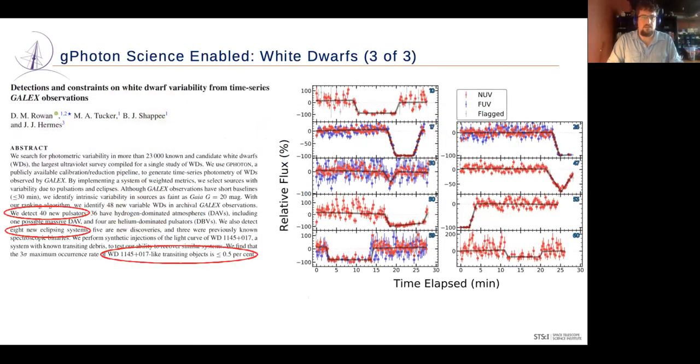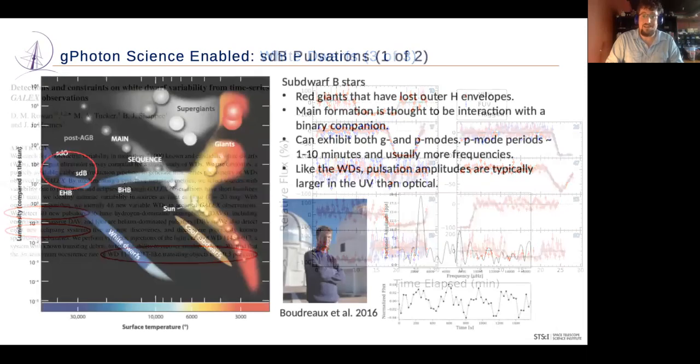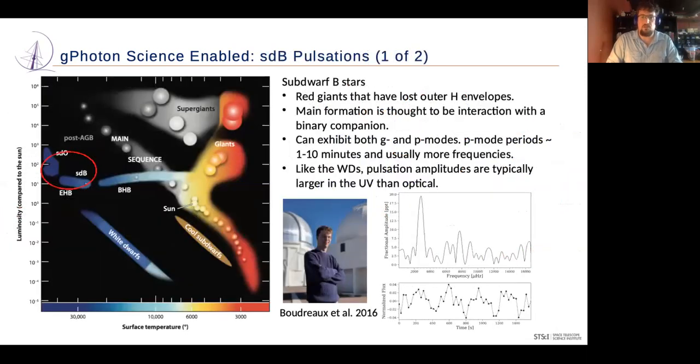Here are some more examples of those. In this paper, where Michael Tucker was the second author, his student, so we're now in the second generation of students using gPhoton, was able to put a limit on transiters based upon just this little bit of data from GALEX. Which result I don't really understand, but it's cool. And then we had another student, Thomas Boudreau, who did work on pulsating subdwarfs.